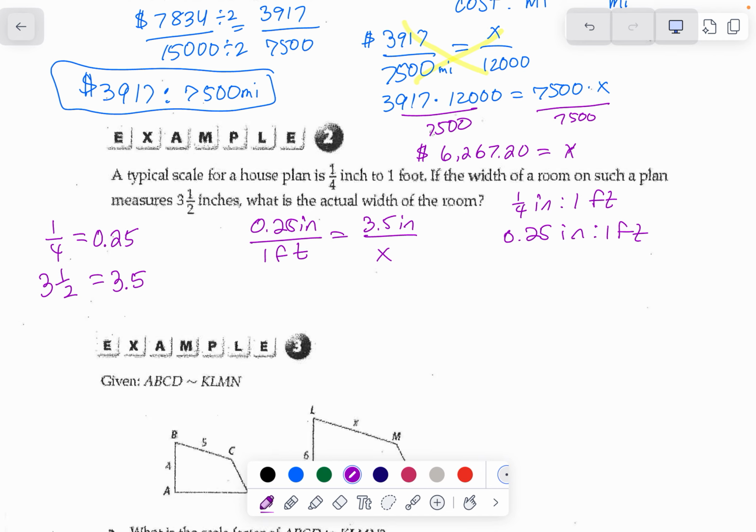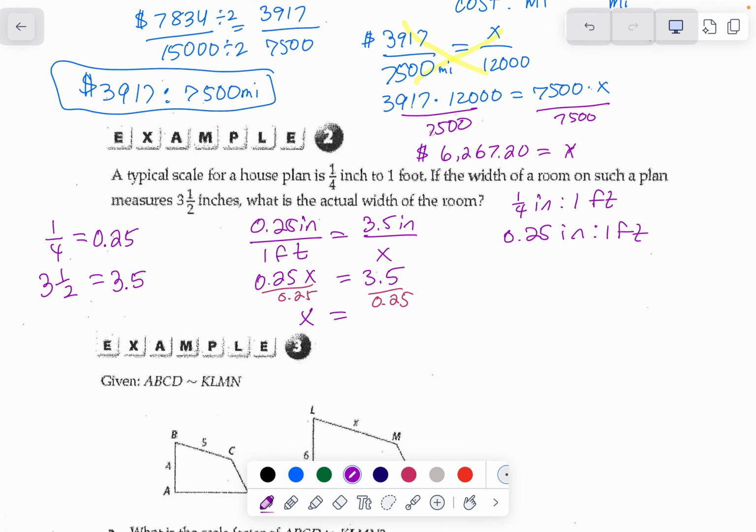So 0.25 just gets stuck on the x, or you can put a little dot between it. And then 3.5 times 1 is nice because it's just 3.5. What do we divide by in order to solve that equation? We got to divide by that 0.25. Let's do that. So we would put in our calculator 3.5 divided by 0.25. What do we get as an answer?